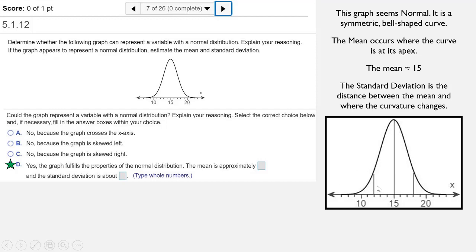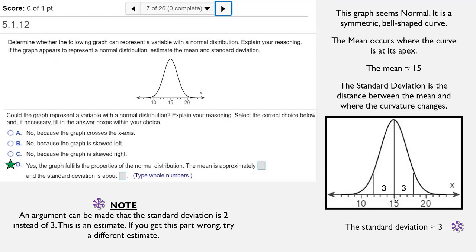So if we put our mark here, then we would say, oh, okay, well, that distance between this mean and these lines here would be a distance of 3. So that's what we would estimate to be the standard deviation. Now I put a little asterisk here. So we have a note.